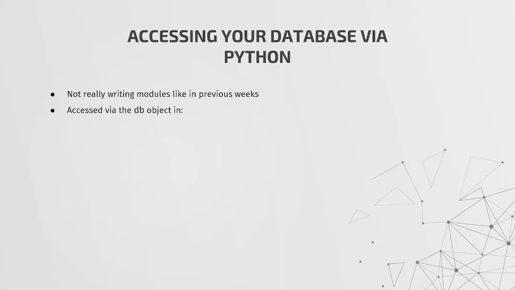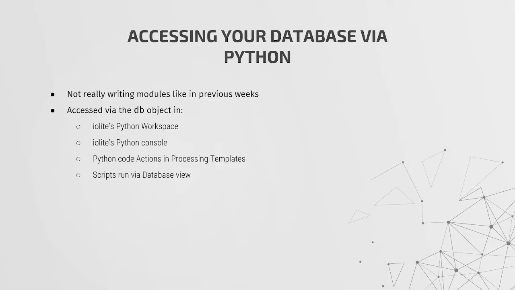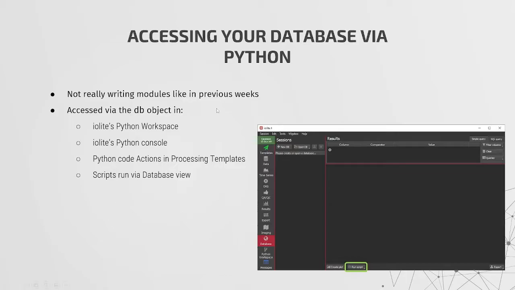We're accessing the data via the DB object, which is available in IOLITE's Python workspace, IOLITE's Python console, any Python code actions that are in processing templates, and the scripts that are run in the database view. So those that are run when you click on this button down here. Let's look at some examples of that now.